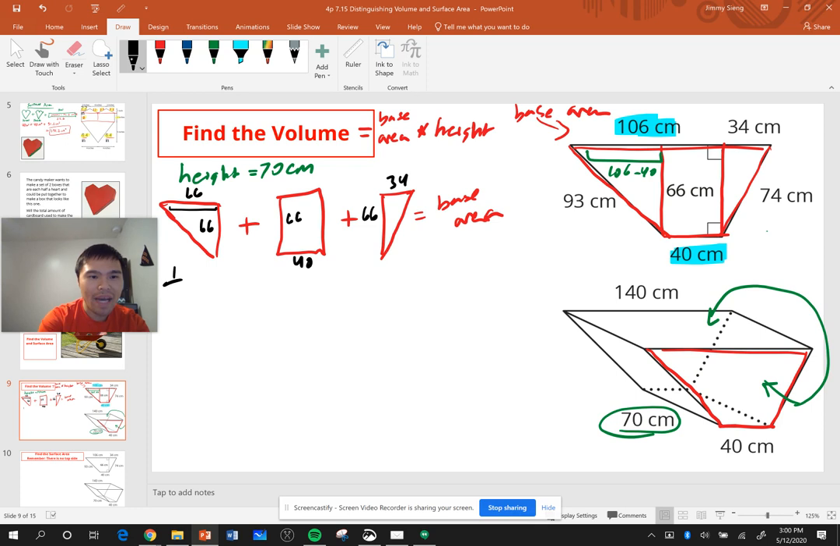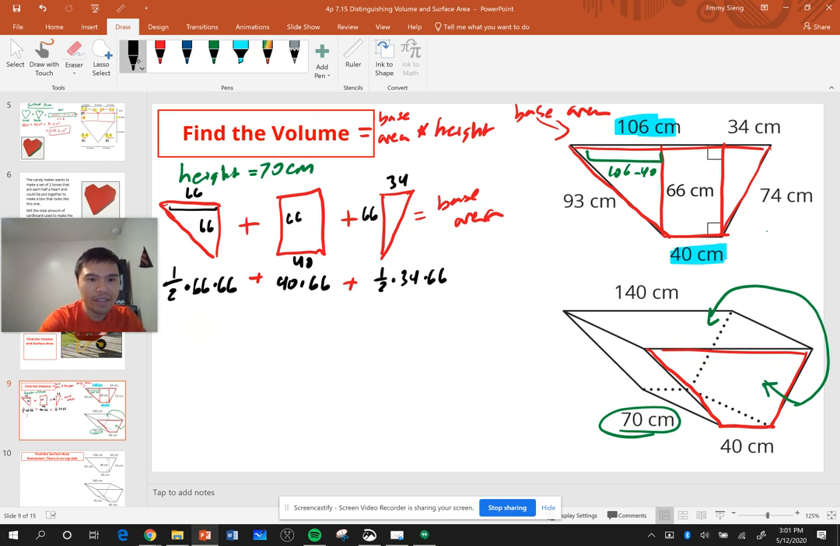So if I was to do the math of this, it's 1/2 times 66 times 66, width times length. Next one is 40 times 66. And then you have 1/2 times 34 times 66. You need to use a calculator to put all these together. Let me do that right quick. And this isn't going to give us our final answer. It's just building on to that final answer, right?